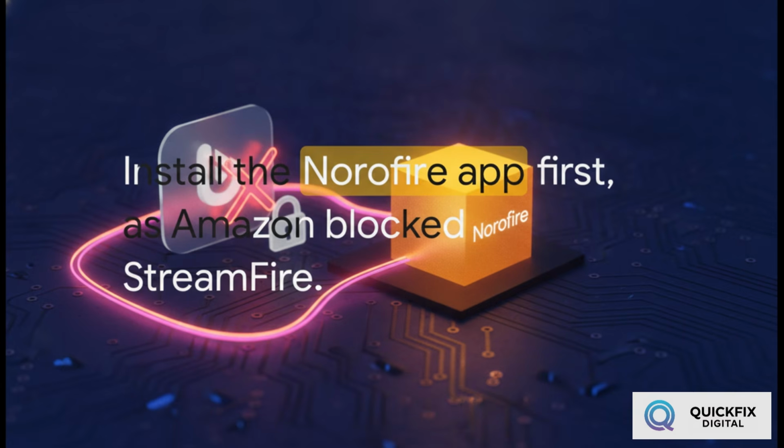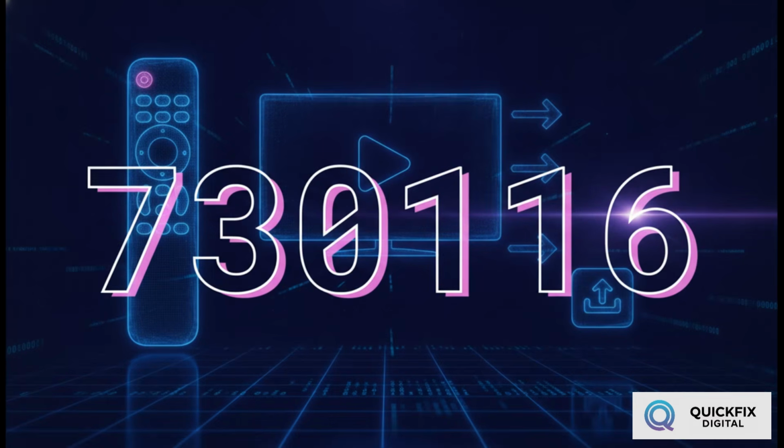Phase 3, downloading Norofire. Since Amazon blocked StreamFire, we actually have to install Norofire first. Here's a great little shortcut. Simply enter the code 730116 right into your downloader app.